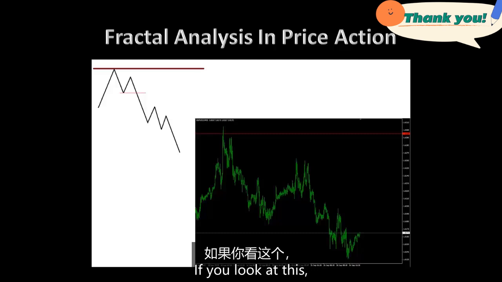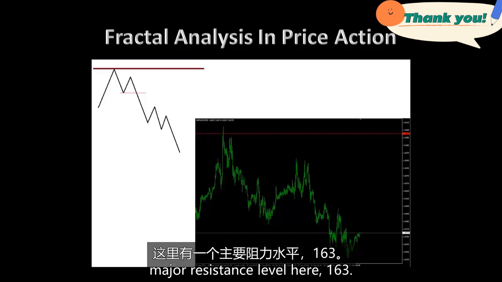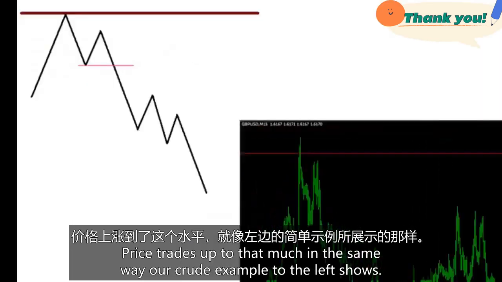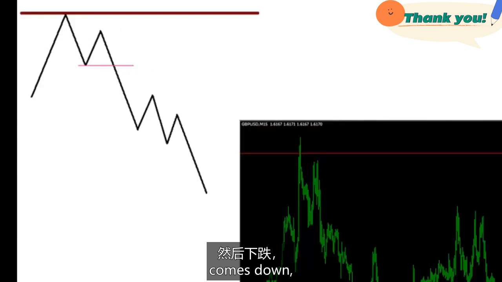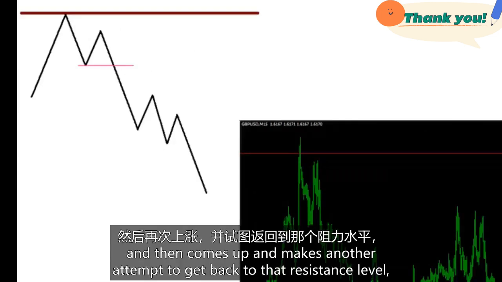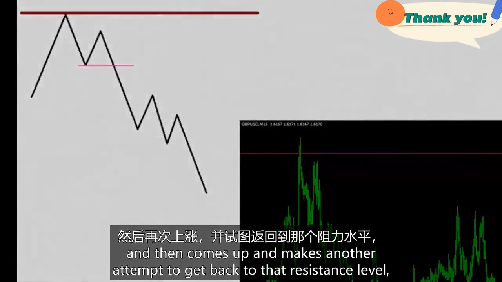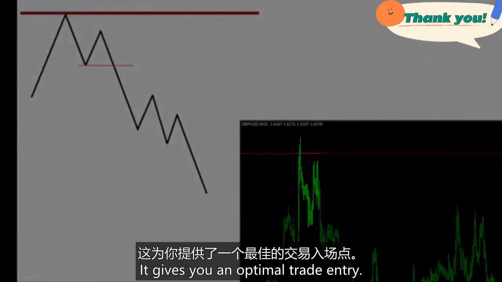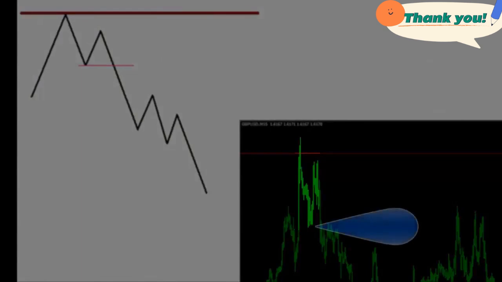All right, and if you look at this, we have a major resistance level here, 163. Price trades up to that, much in the same way our crude example to the left shows. Price goes up, comes down, okay, and then comes up and makes another attempt to get back to that resistance level, but it fails, and it gives you an optimal trade entry.